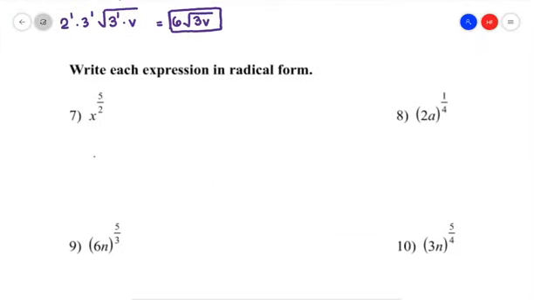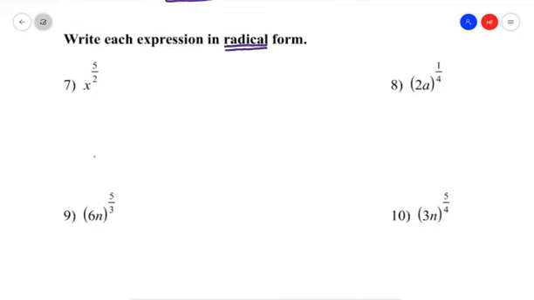Now on the next part, we're writing each expression in radical form. So we're converting rational exponents to radical form. So x to the power of 5 over 2, we're going to have our radical symbol, x on the inside. And so this bottom part is whatever my index is, and the top part is my power. You may see it like that, or you might see it like that, or you may see it like that.